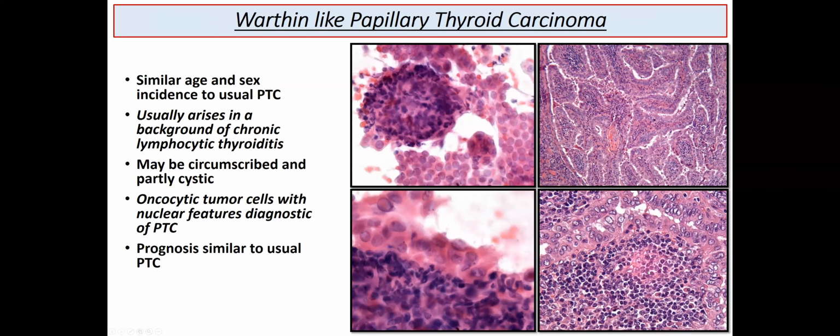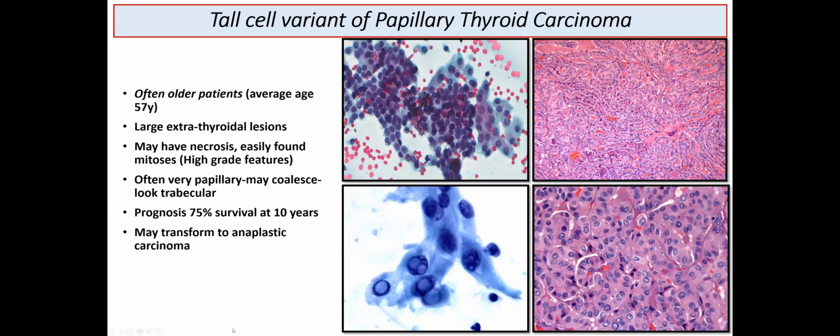There is a subtype of papillary thyroid carcinoma, which is the Warthin-like papillary carcinoma, because it looks like or mimics the Warthin tumor of the salivary gland. It has papillary formations with lymphocytes in the core of the papillae, but if you look at the nuclear cytology, it's that of papillary carcinoma. These tumors behave similarly to the classic subtype of papillary thyroid carcinoma.